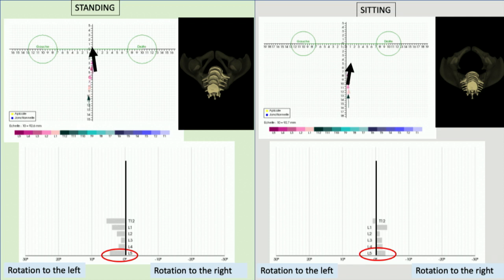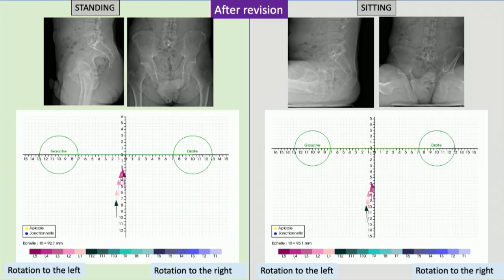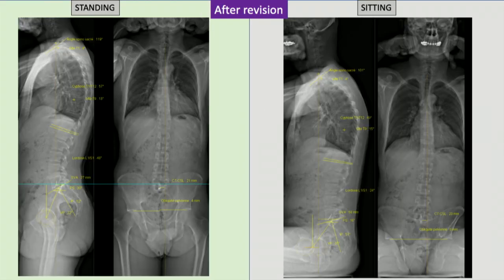And when you look at the rotation of the vertebra, you have here about 7 degrees rotation to the left in standing position, and here 5 degrees rotation to the right. So it means you have about 10 or 12 degrees rotation inside of the prosthesis. So we did the revision of this patient, and he had very good relief. And you have here, as a proof, the analysis of the patient after the fusion.